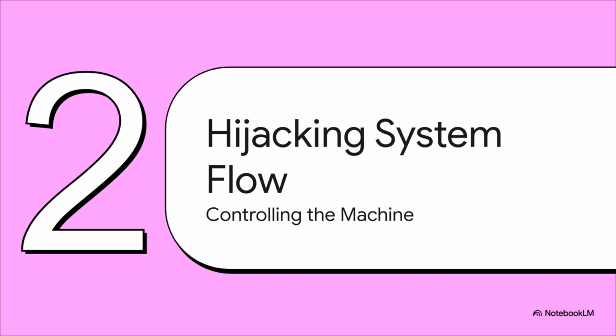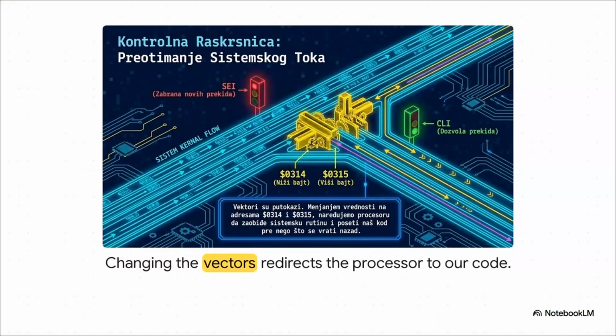Section 2, hijacking system flow. Now, the system triggers these interrupts naturally just for its own housekeeping. But to truly take the reins of the Commodore 64 and create our own magic, we have to learn how to actively hijack this system flow.